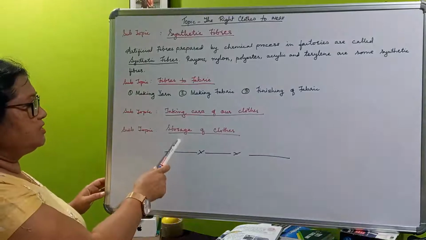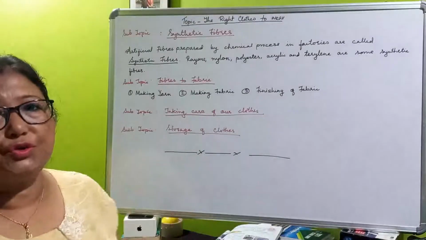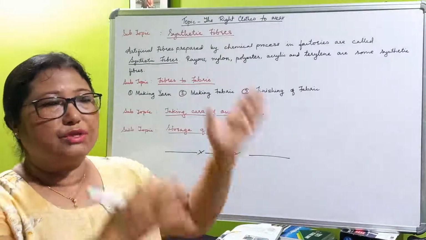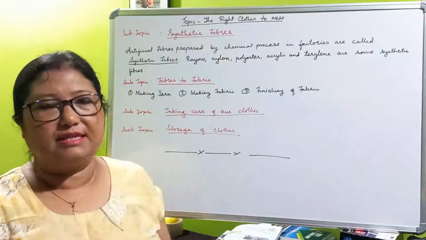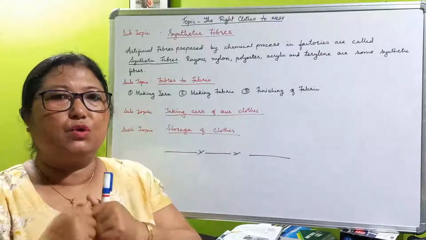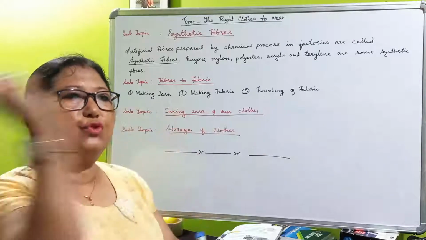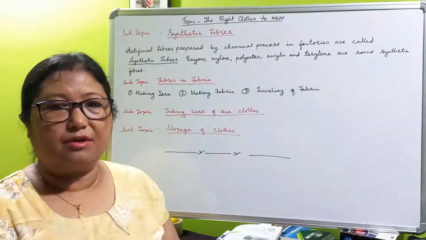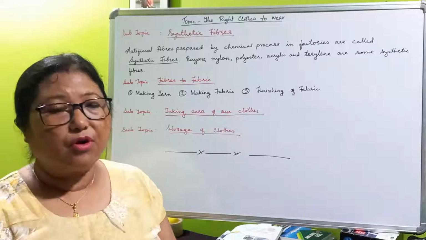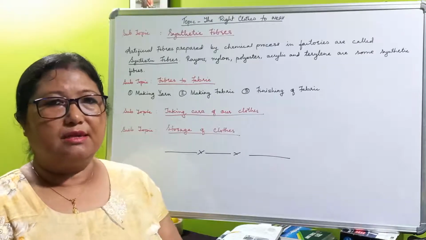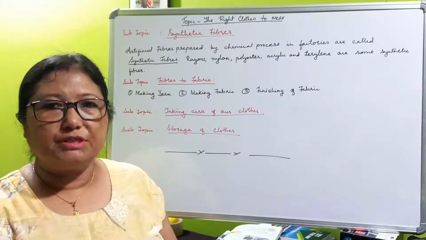Now next is storage of clothes. How do you store your clothes? You store your clothes in a cupboard or box or somewhere else, isn't it? Or you just wash it, pick up the clothes after washing, squeeze them and throw them in one corner. Is that how you take care of clothes? No, that is totally wrong. You should not do all these things. You have to take good care of your clothes.